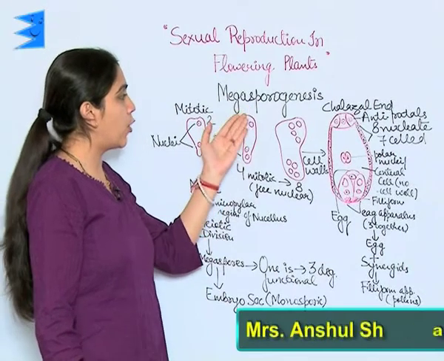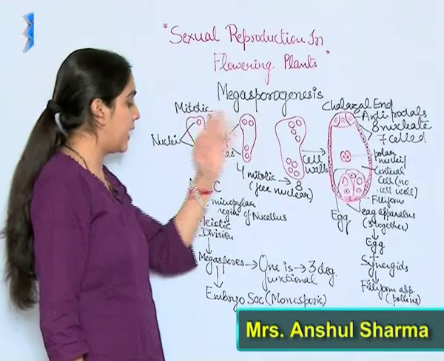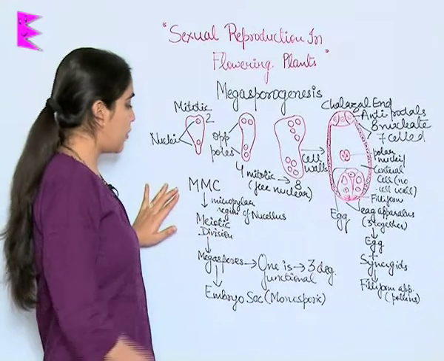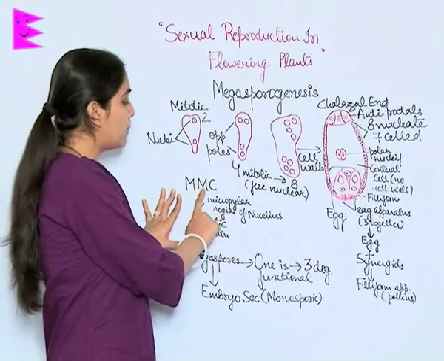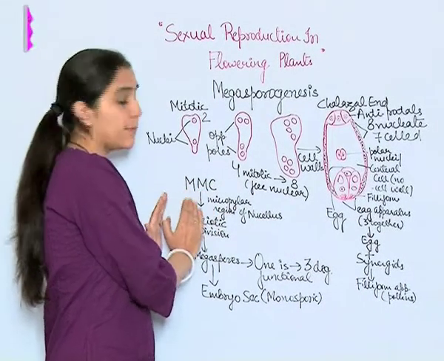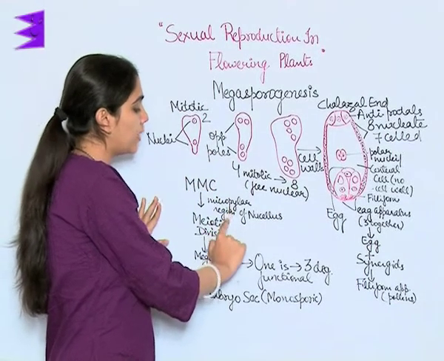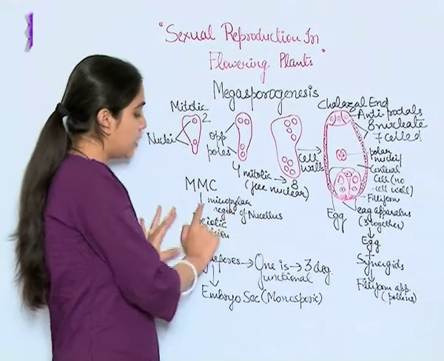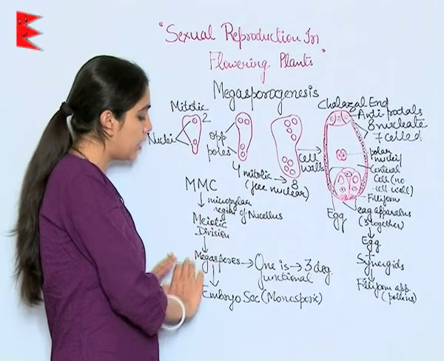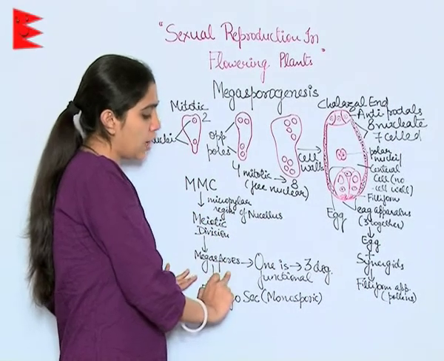Megasporogenesis, that is formation of female gametophyte. Megaspores are formed by megaspore mother cells. These megaspore mother cells divide in the micropylar region of nucellus. The division is meiotic in nature, thus megaspores are formed.